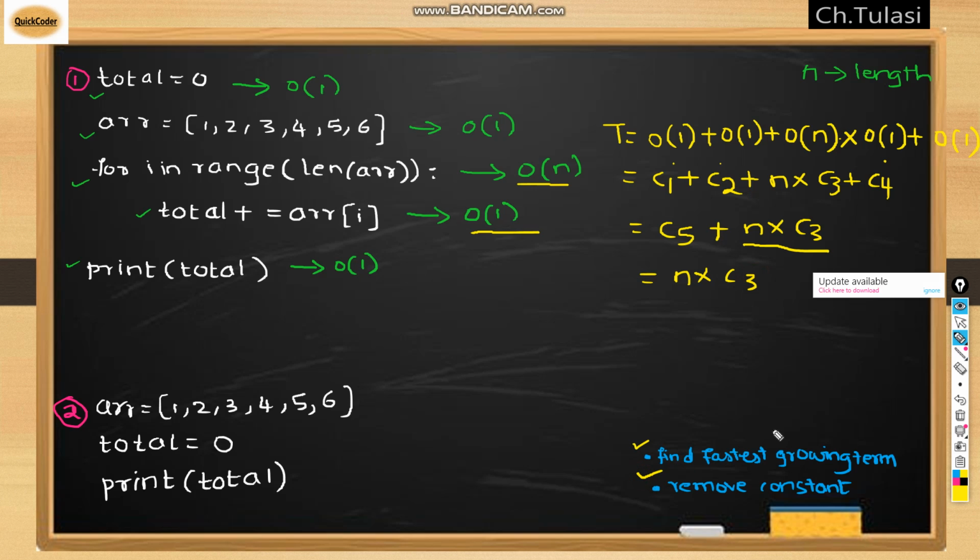Next, remove the coefficient. This is not a constant, it is a coefficient. So what is the coefficient of c3 into n? c3. So c3 is gone, we have only n. So the time the program takes is O of n. Likewise we can also derive the time required to run this program.